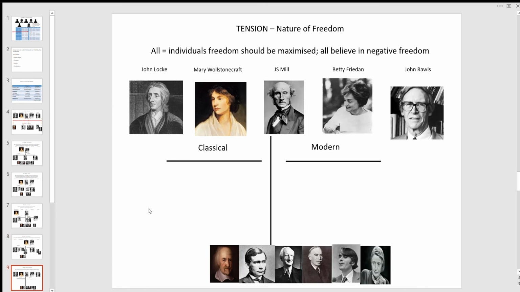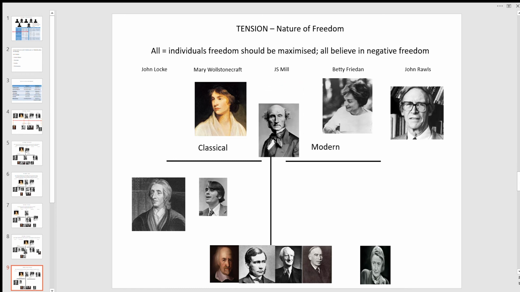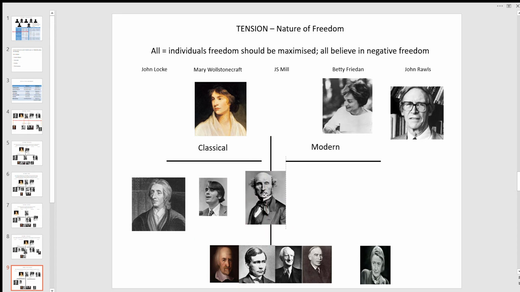Nature of freedom, again, nice straightforward one. All liberals believe that individual freedom should be maximised. They all believe in negative freedom. It's just that some don't believe that negative freedom is sufficient for some people. So clearly Locke and again Nozick and Rand would believe in negative freedom, the absence of external constraints. And again, that links to a minimal state and laissez-faire economics. Mill, as we saw when we were doing the key thinkers, can fit in there as well. I mean, Mill's harm principle can be used as an argument for negative freedom.